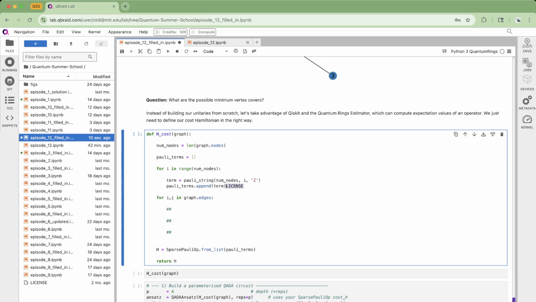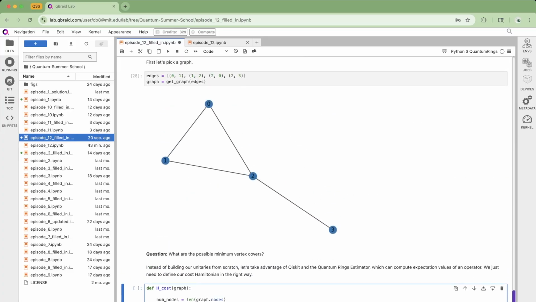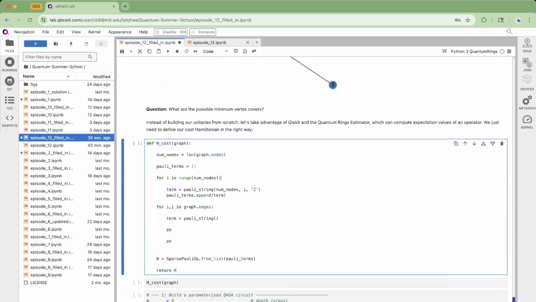And now here is also going to be a Pauli string. And now I'm looking at this first sum here over the edges in our graph. And we basically want to do the exact same thing here.